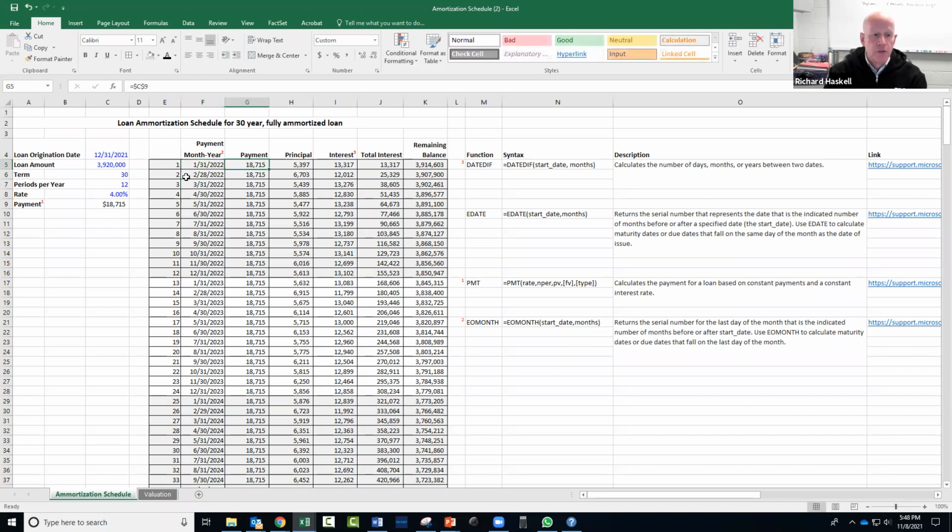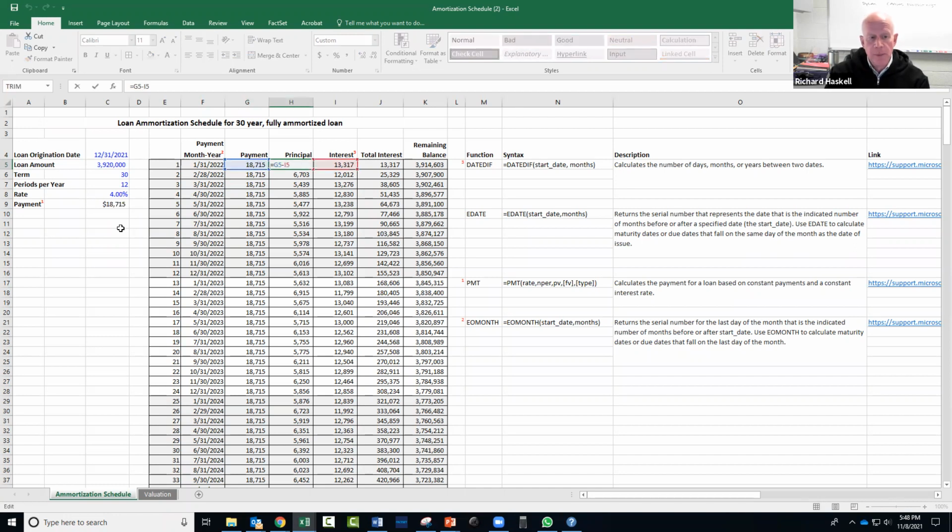For the payment, I'm simply referencing the payment amount that I've calculated over here in C9, and I reference it for each and every month of this loan. So I've got C9, and you can see I've used the absolute reference dollar signs here. And I do the same thing for every month.